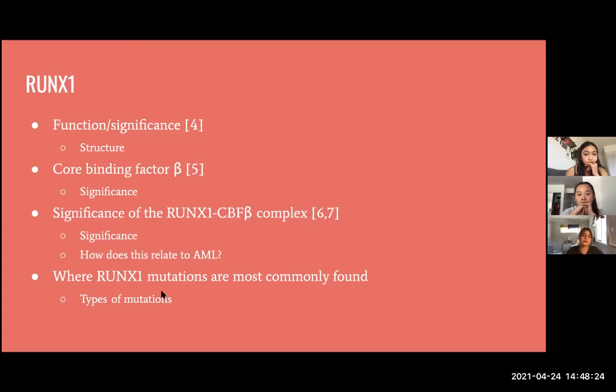When RUNX1 and core binding factor produce a heterodimeric structure, the affinity between RUNX1 and DNA increases. This is because the core binding factor beta promotes DNA recognition loops to form, which increases the affinity between DNA and RUNX1. And as I mentioned before, the presence of RUNX1 mutations has been proven to have a very large negative impact on patients with AML.